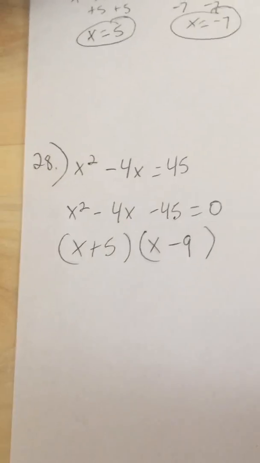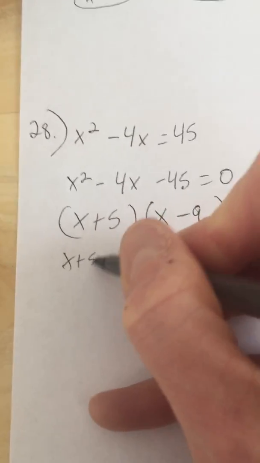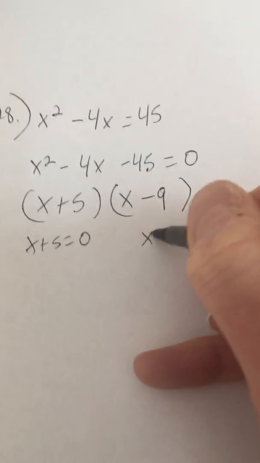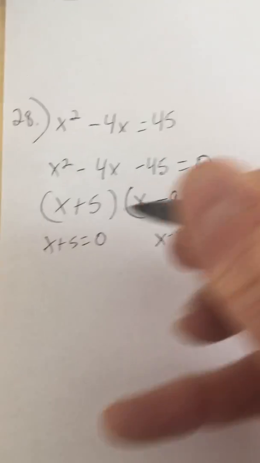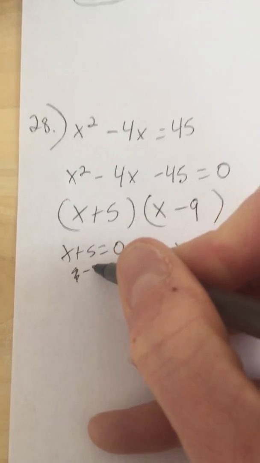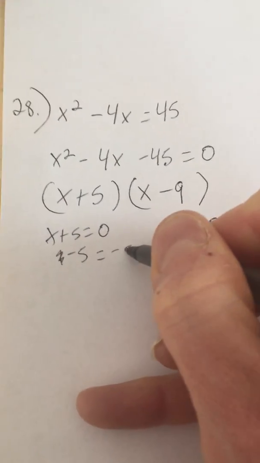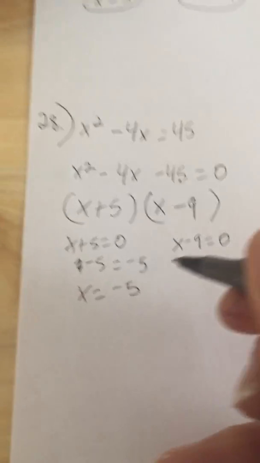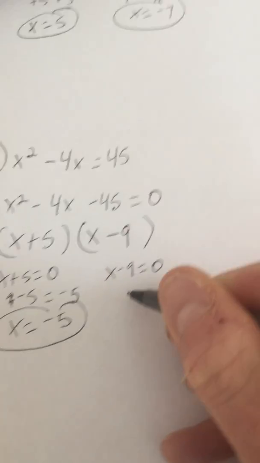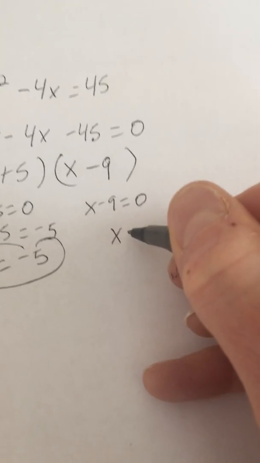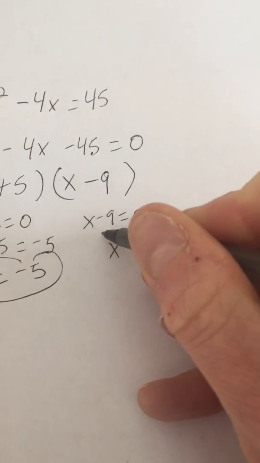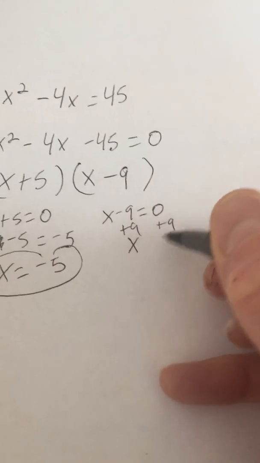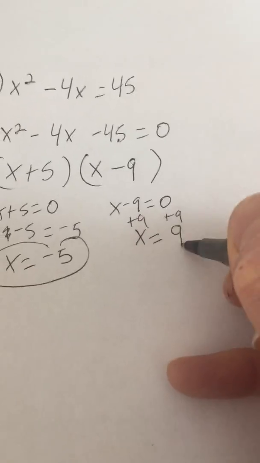When you do that, then you have x plus 5 equals 0 and x minus 9 equals 0. And you're going to do the opposite to both sides. You're going to end up with x equals negative 5 for that one. And over here, you're going to get rid of this with a positive 9 and a positive 9. So x equals a positive 9 for problem 28.